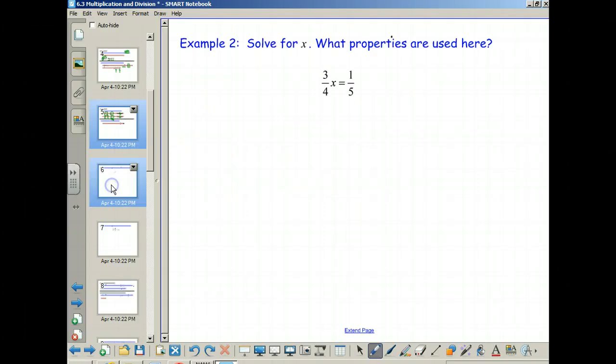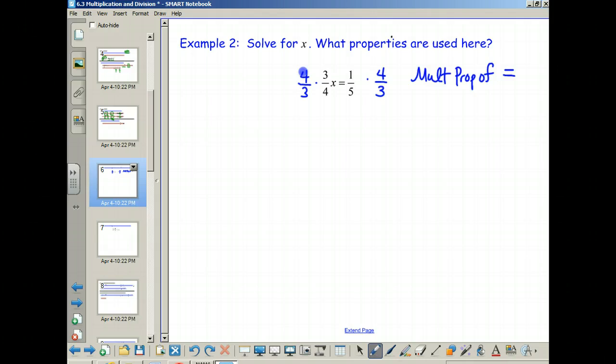All right, so what we want to do is take these properties and see how they're used to solve equations. So the first equation I have here is 3/4 x equals 1/5. So my goal is to get this to say x equals some value. So the first thing I'm going to do is multiply by the multiplicative inverse. So for the value 3/4, the multiplicative inverse, that is the reciprocal, is the value 4/3. So we've got 4/3 on both sides. I'm allowed to multiply both sides by 4/3 because that is the multiplicative property of equality.